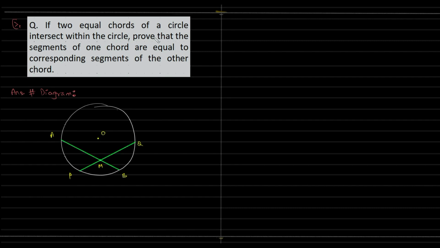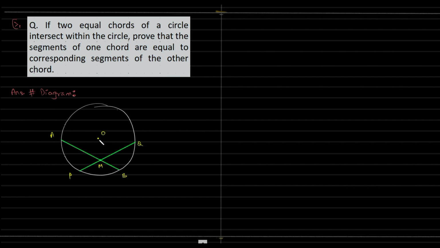This is O. Prove that the segments of one chord are equal to the corresponding segments of the other chord. So what does that mean? Well, we have to prove that AM is equal to MQ and MP is equal to MB. This is what we need to prove. As simple as that. So how do we do this?